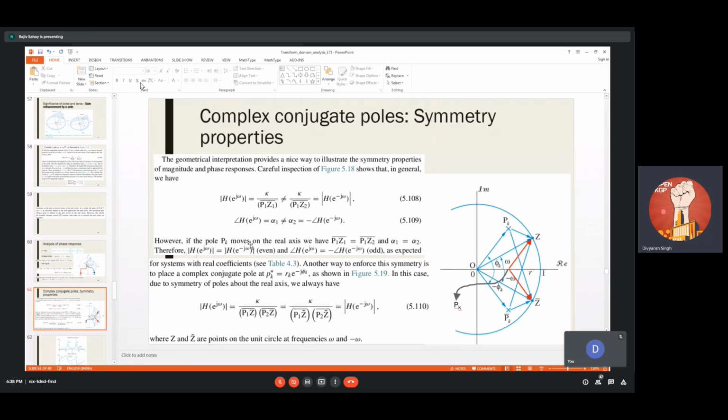However, suppose the pole pk moves on the real axis. The pole is located here on the real axis, not on the complex plane, so its imaginary value is 0. It is only a real pole. So if it is a real pole, then the vector that joins to the point e to the power j omega on the unit circle is this vector. This is pkz1 and this is oz1. So pkz1 is this red arrow. Can you see this red arrow? I'm showing it with my cursor.